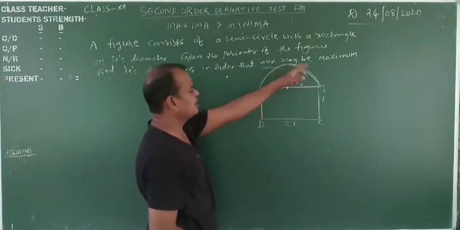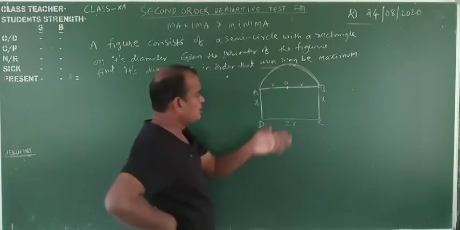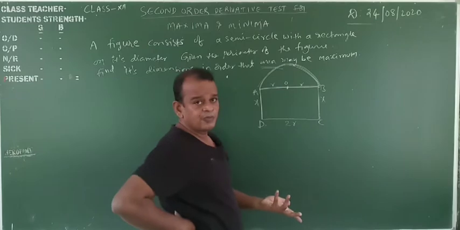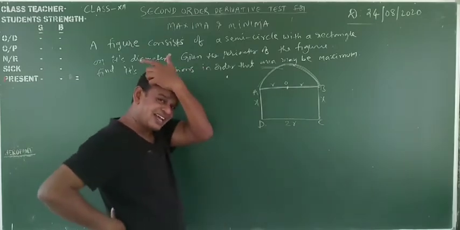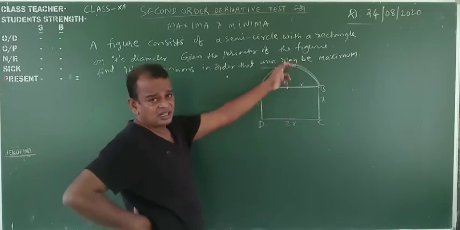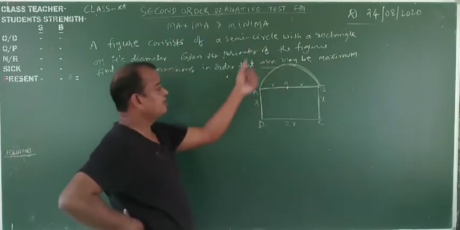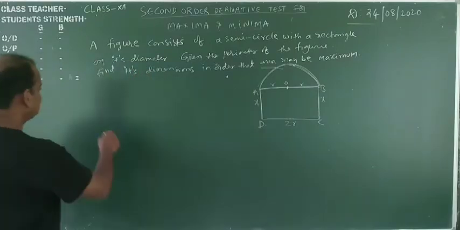What is the perimeter of the circle? Actually the circle is 2 pi r, r being the radius. Now the semicircle means 100% pi r. What is the rectangular perimeter? Only 3 sides, including this semicircle. x plus x, 2x plus 2r. The perimeter is given. Okay, what is going on?